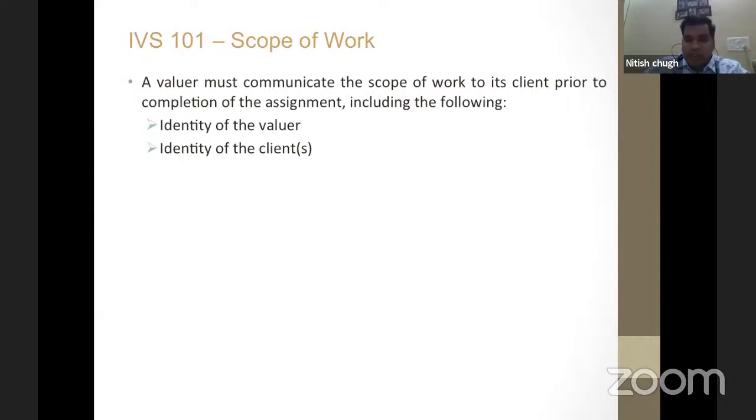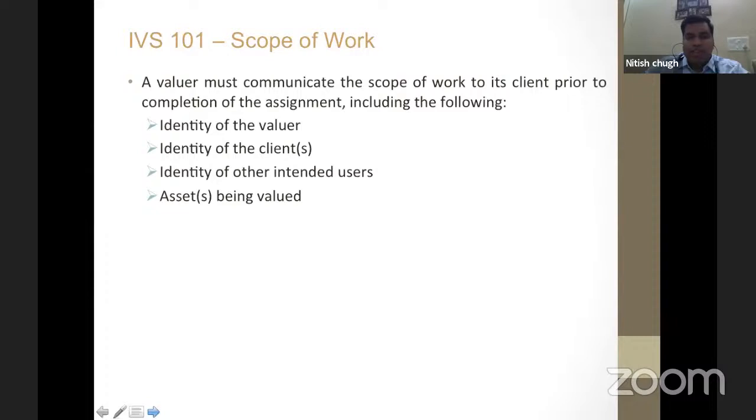Then the identity of the client, who has appointed you for the purpose of valuation. That needs to be given in writing to the client. Then the third is the identity of other intended users. If there is any other intended user, then the identity of those users will also be mentioned in the scope of work. And this scope of work is nothing but the engagement letter that we issue at the time of audit as well. So this will be covered in the engagement letter that will be conveyed to the client prior to completion of the assignment.